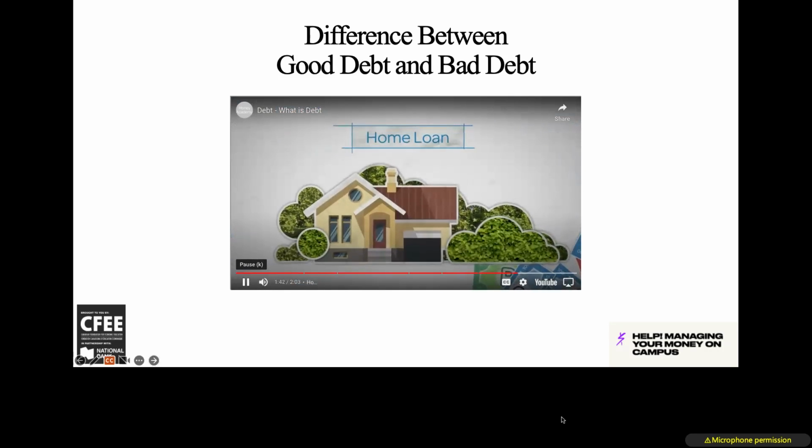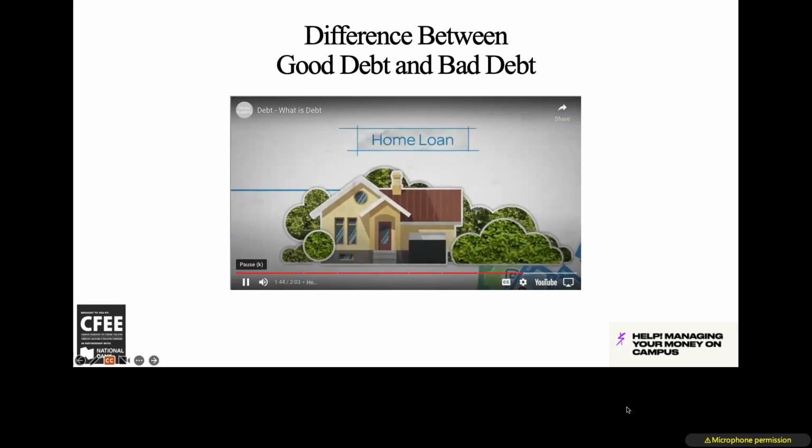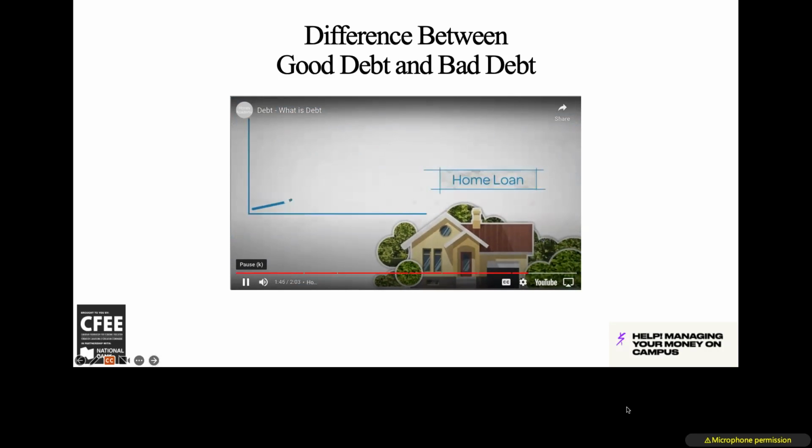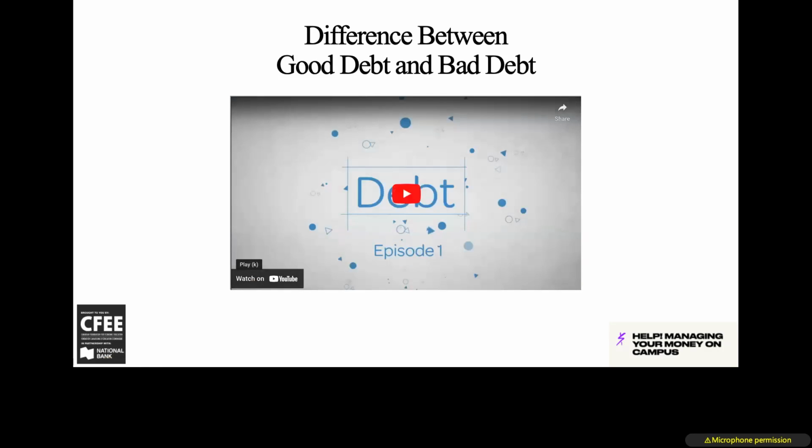Taking out a home loan can also be a good debt situation. Once it's paid off, your home will be a big financial asset. The interest rates are also low compared to other credit providers. That's all on debt for now.